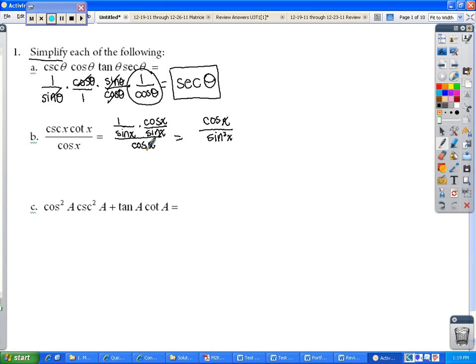And then when you divide by cosine, dividing by cosine is the same as multiplying by 1 over cosine. So notice when you multiply by 1 over cosine, you have a cosine on the top and bottom that cross out. You're left with 1 over sine squared, and 1 over sine squared is cosecant squared. So cosecant squared x is your answer.